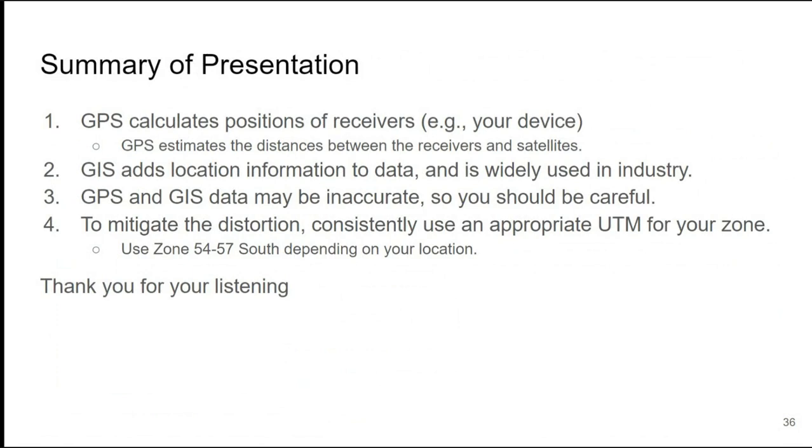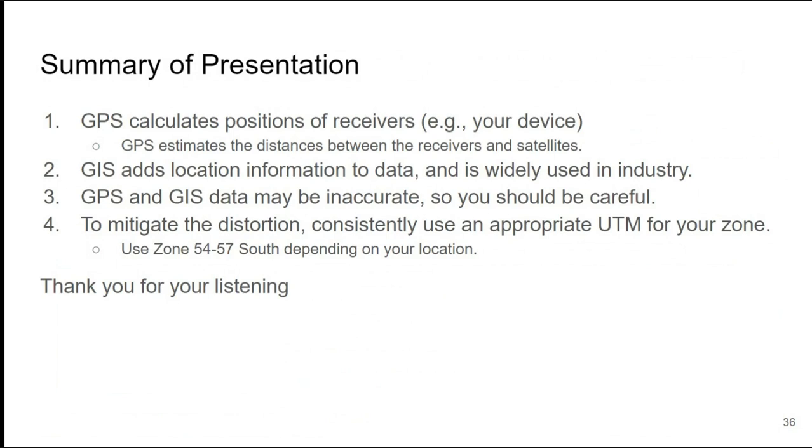Finally, we want to revisit the summary of the presentation. So, GPS calculates positions of receivers. GPS estimates the distance between receivers and satellites. GIS adds location information to data and is widely used in industry.